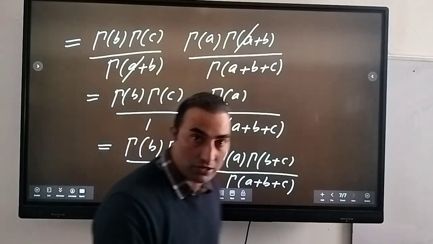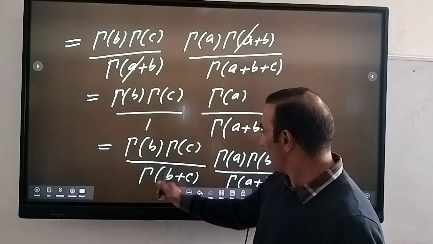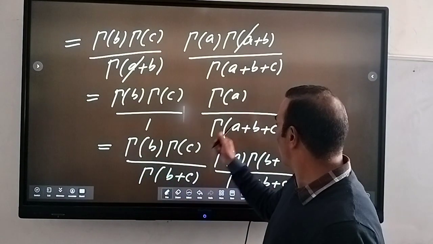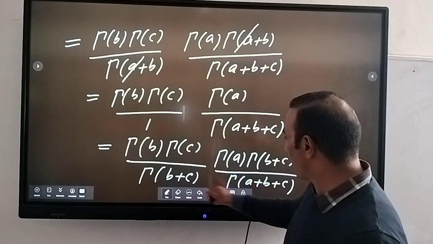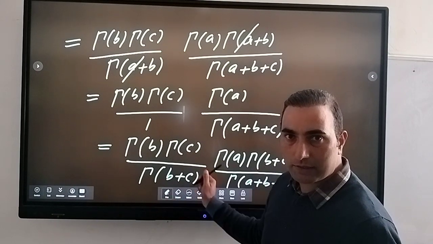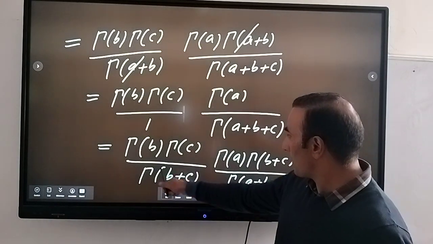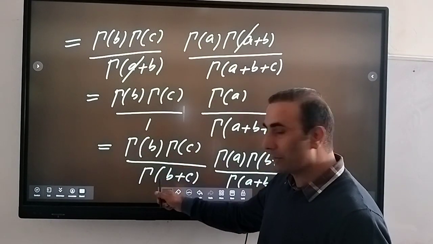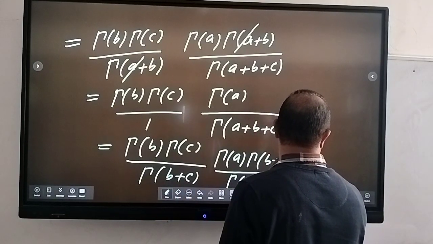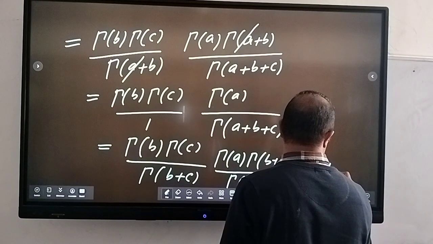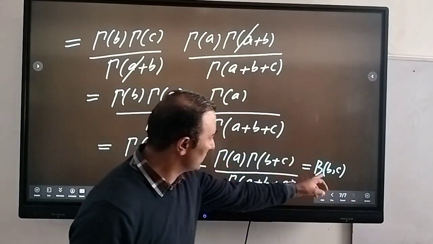So what did I do here? Because there was one in the denominator, I multiplied and divided by gamma B plus C, and kept that gamma B plus C here. The rest is the same, this was gamma of A, then gamma B plus C. So this will cancel, and we get gamma A plus B plus C. If you check this term, gamma B gamma C divided by gamma B plus C is B of BC, that is the beta function.